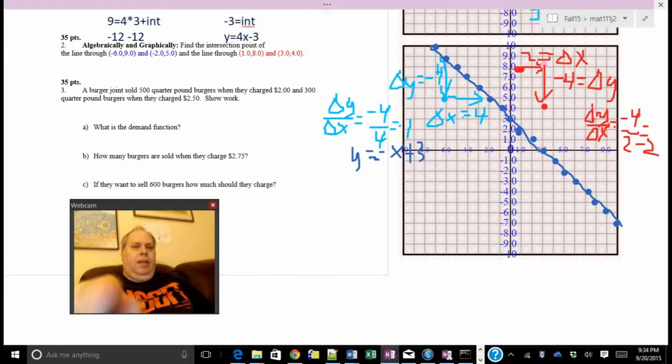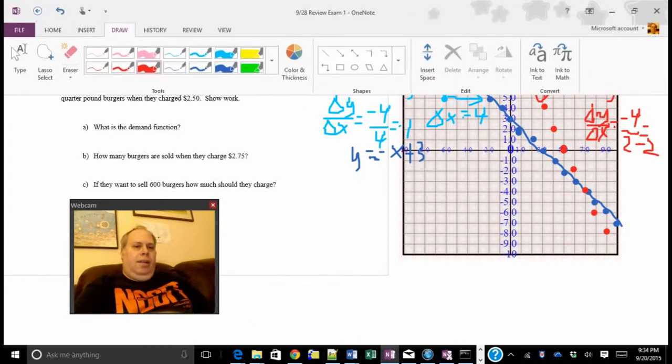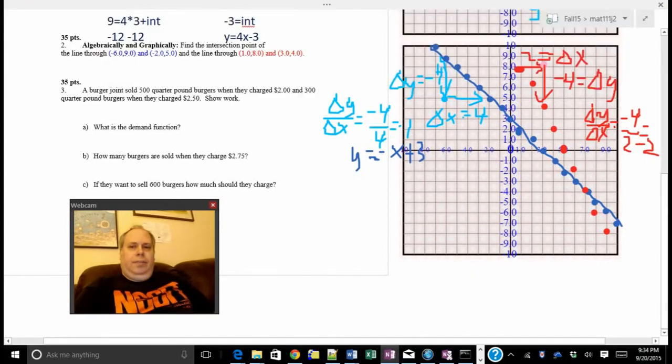That means that when I go over 1, I go down 2. Over 1 down 2, over 1 down 2, over 1 down 2. I'm not bothering to put the points that don't head to the other line. Over 1 down 2. And we hit the line right there. And let's just drop a few more points. And now I can draw this line.